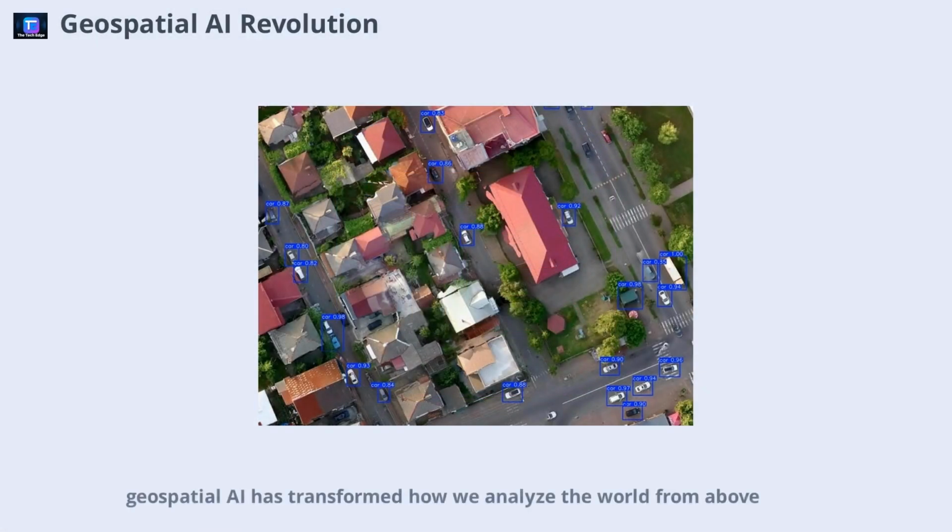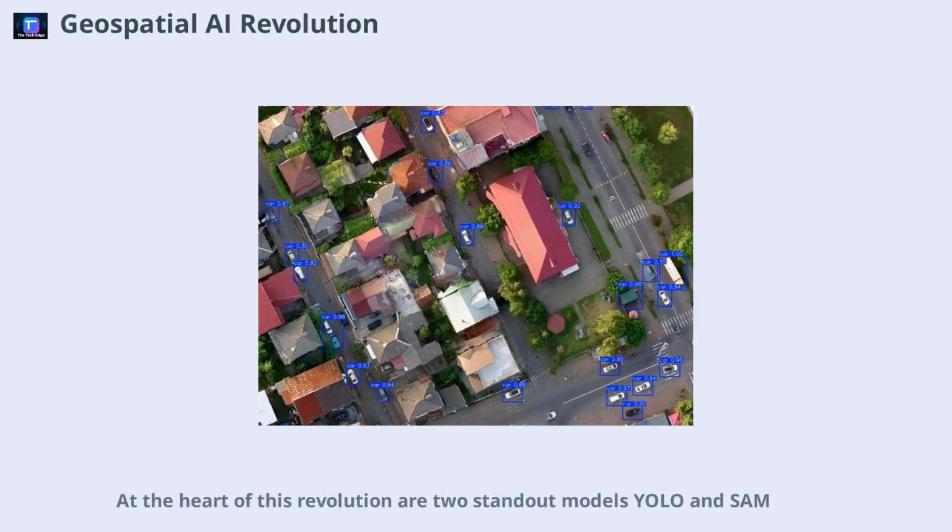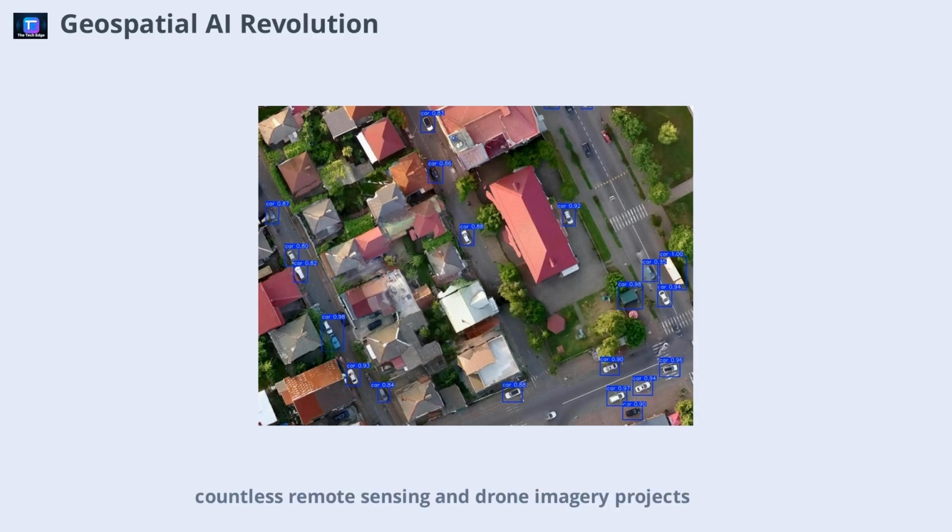In recent years, geospatial AI has transformed how we analyze the world from above. From counting crops to inspecting rooftops and monitoring environmental changes, the possibilities seem endless. At the heart of this revolution are two standout models, YOLO and SAM. These tools have become the backbone of countless remote sensing and drone imagery projects, each offering unique strengths. But which one truly leads the way in geospatial detection?